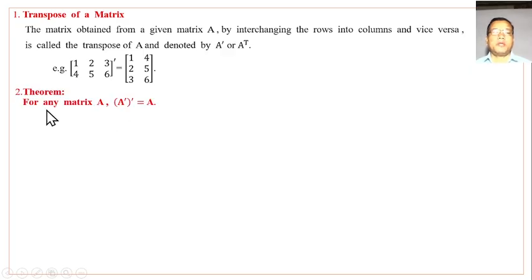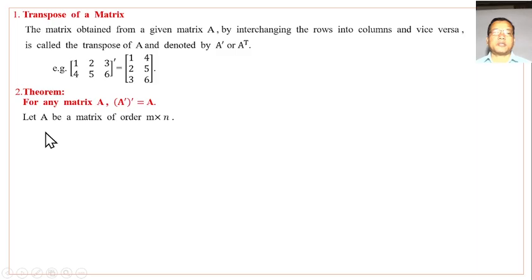Theorem. For any matrix A, the transpose of the transpose is A itself. Proof: Let A be a matrix of order m by n.